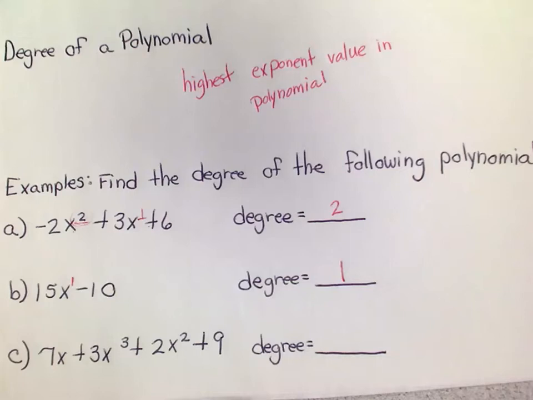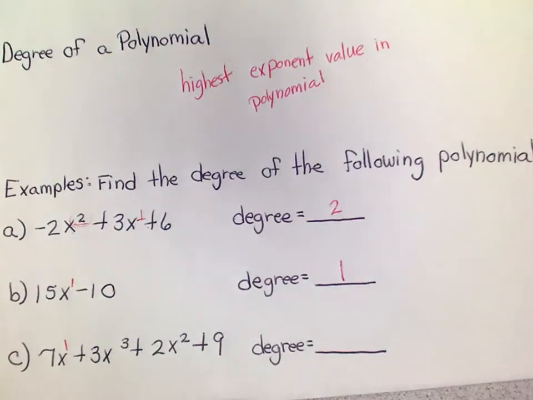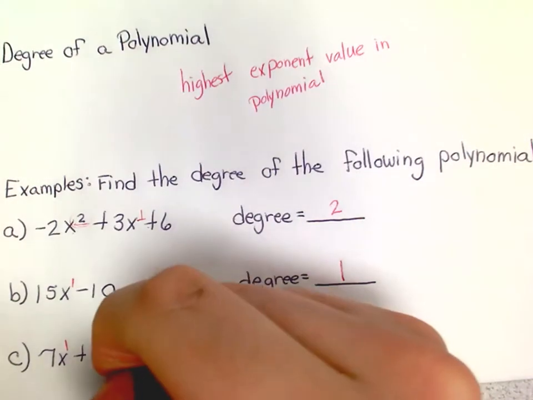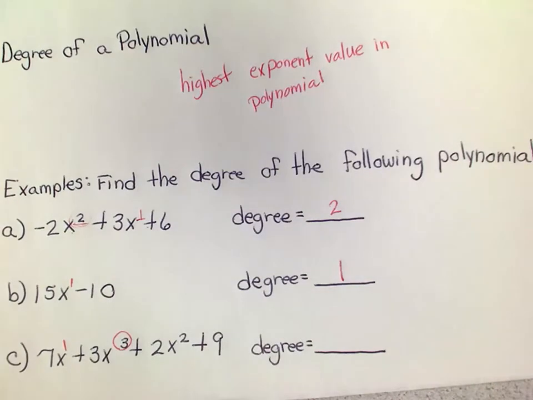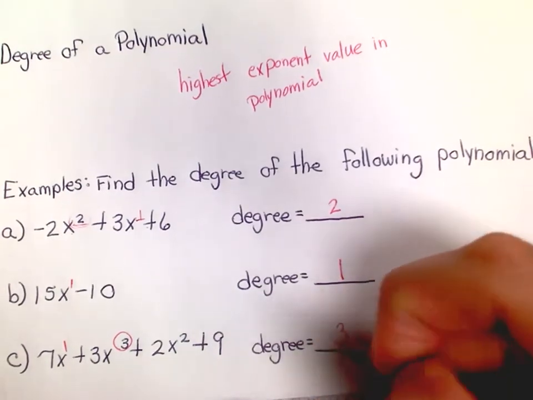Then finally look at C. This has an exponent of 1, 7x plus 3x cubed plus 2x squared plus 9. If we look for the highest exponent, we're going to see that 3 is the highest exponent found for any variable in that expression. So we have a degree of 3.